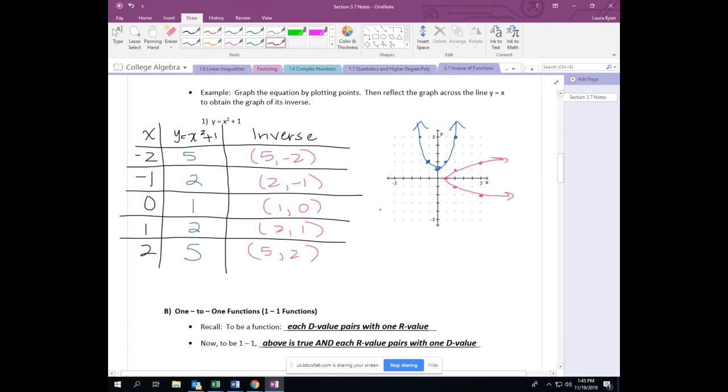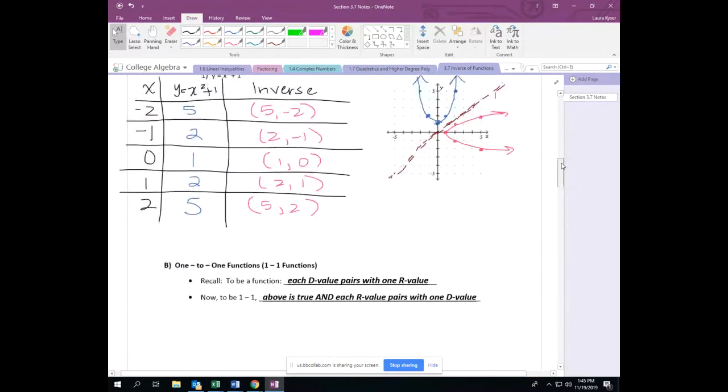And again, the reflection is coming over this line right here. So you can see this is like a nice reflection. If you folded on that line, these graphs would line up nice and neat on, well, not super nice and neat because of the way that I drew them, but they should line up nice and neat on top of each other. So there's functions and their inverse graphs.